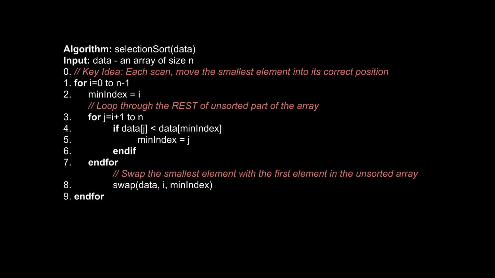The last step is to simply swap the first element of the unsorted part, which is at index i, with the smallest element, whose index is stored in min-index. And then we just repeat this until the outer for loop has completed, and then we know that the entire array is sorted correctly.